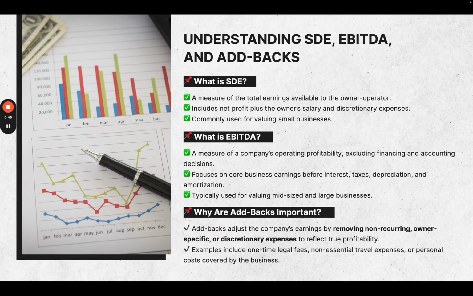So first, let's talk about SDE. So that stands for Seller's Discretionary Earnings, right? And so basically, as you can see here, it's the net profit plus the owner's salary and discretionary expenses, meaning like personal expenses. And so typically the reason you hear a lot of times SDE being used is because it's supposed to be the total earnings available to the actual owner of the business.